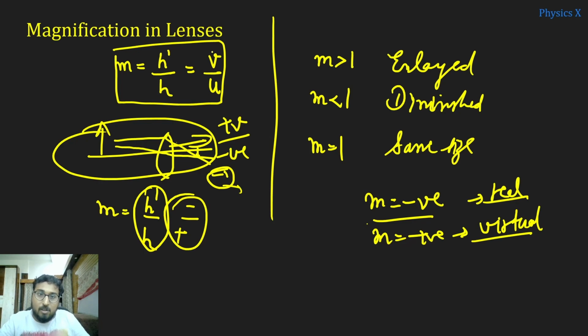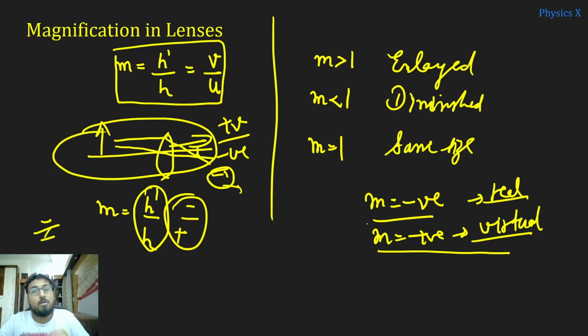And the moment v becomes negative, because if the image is virtual, we have seen that the virtual image is on the same side of the lens, so v will also become negative in that case. u is also negative in this case, so m will become positive. So that is why we say that m is positive means a virtual image. So that is the meaning.